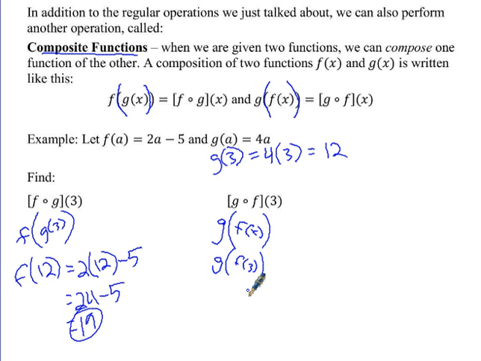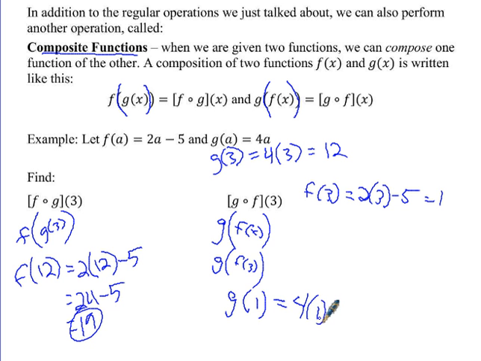Now I just need to find out what f of 3 is. f at 3 equals, here's my function f, 2 times 3 minus 5. 2 times 3 is 6, minus 5 is 1. So now I just have g at 1, which is 4 times 1, which is 4. And that's the answer.